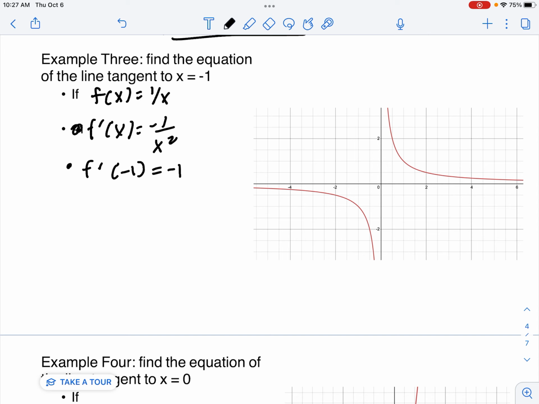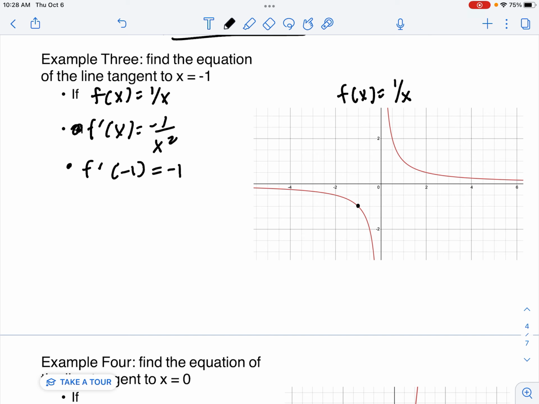Okay, this is the other half of our notes. And so this question right here says to find the equation of the line tangent to x equals -1 if our original function f of x is 1 over x. And so this is the function f of x equals 1 divided by x, and we want to find the tangent line at -1. So I'm going to draw my straightest tangent line I can.